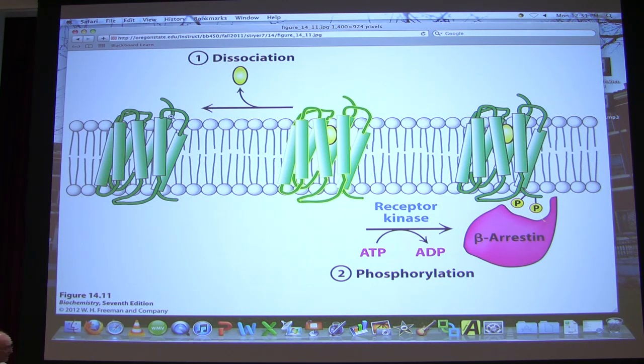Now again, the fact that this machinery is built into the cell says something very important about the need to control signaling processes. If I don't control signaling processes, just like I don't control enzymes, I'm in deep trouble.